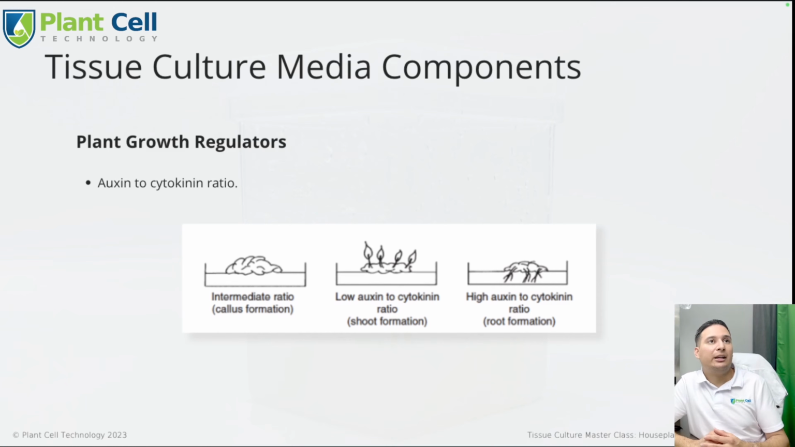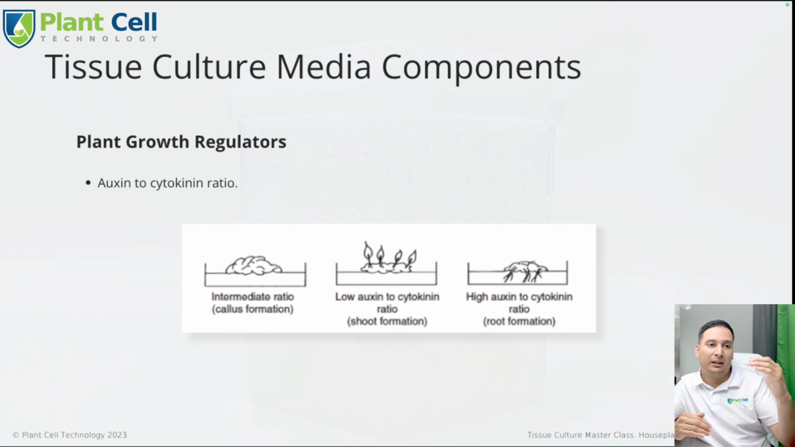That's when you want to multiply as many plants as possible, and this is the media that I use all the time. I very rarely use rooting media. Now, if you want to use a rooting media, what do you do? Well, you reverse the ratios of the auxin and cytokinin.